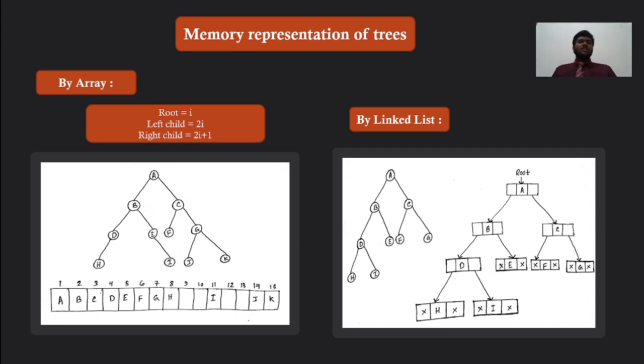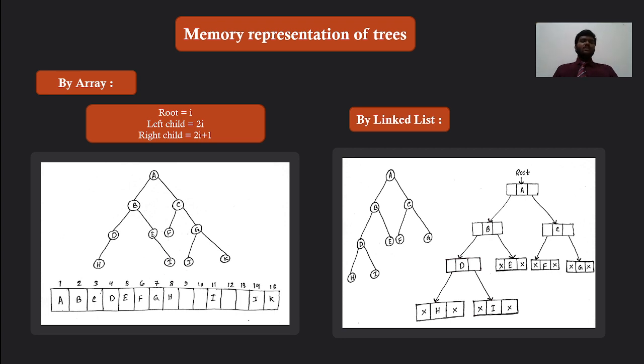If we look into the example, here the root is A and its value, according to the rules, i is equal to 1, and its left child is 2 into 1, which is equal to 2, and its right child is 2 into 1 plus 1, which is equal to 3. According to the rules, the root A's left child and right child, B and C's, placement is 2 and 3.